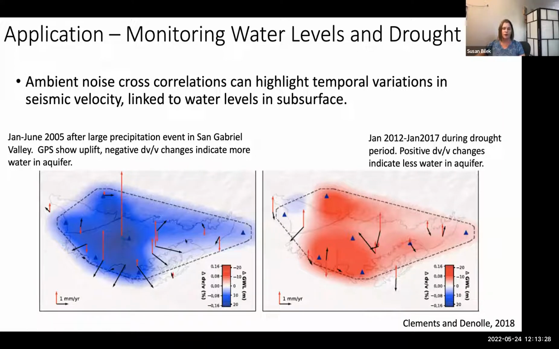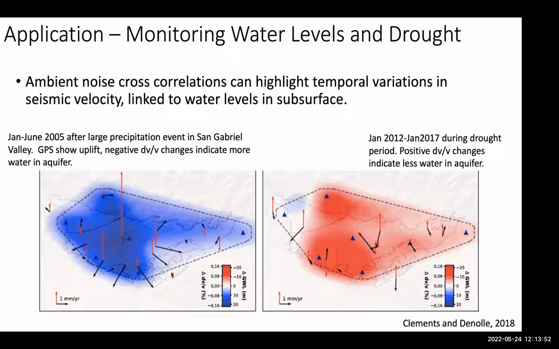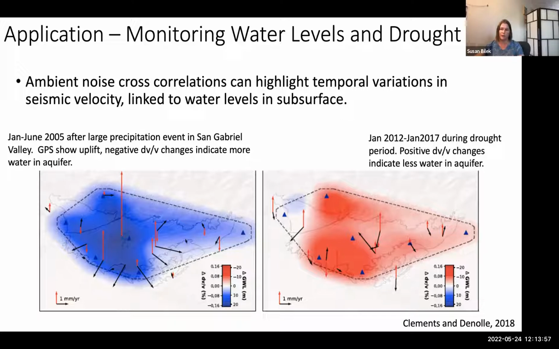And they show, during a period after a large precipitation event, negative dV over V changes indicating more water in the aquifer, as compared to a time period covering a large drought. And you see these positive dV over V changes indicative of less water within the aquifer. And it's consistent also with GPS measurements showing uplift or down dropping in that aquifer system as well.